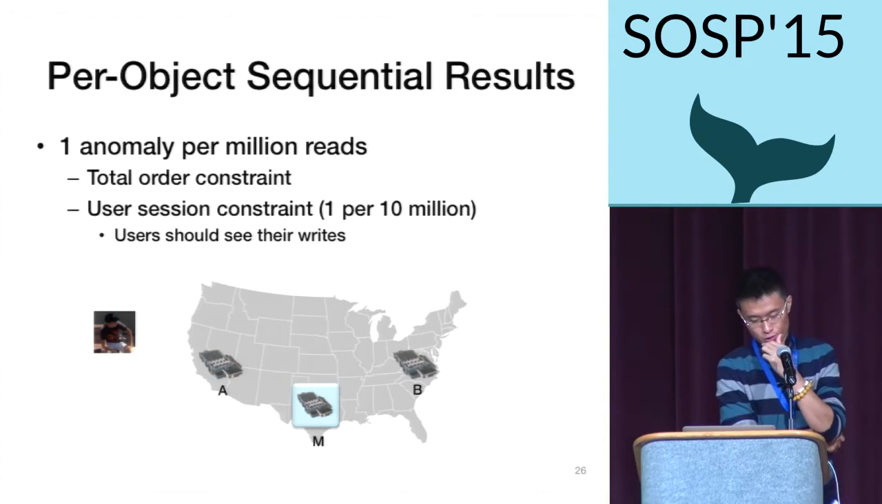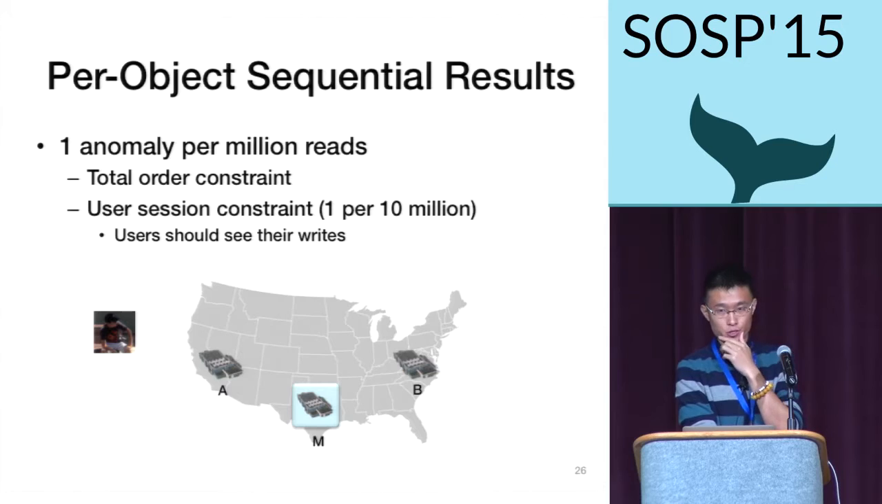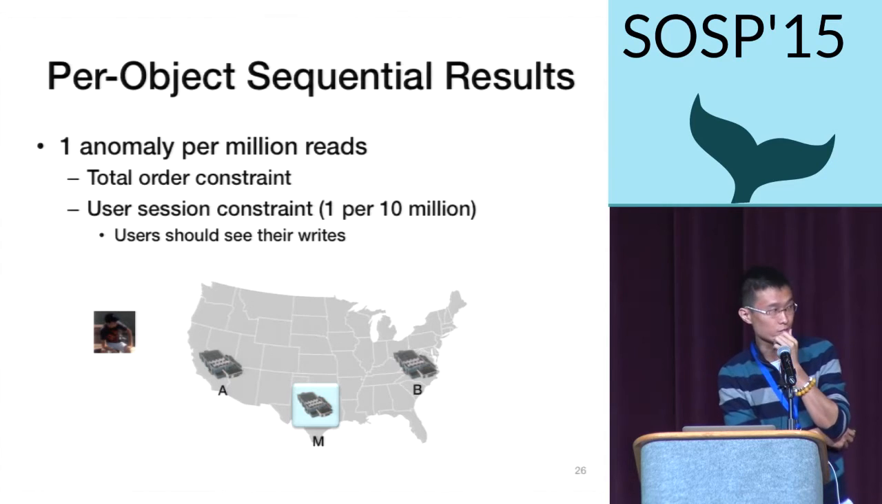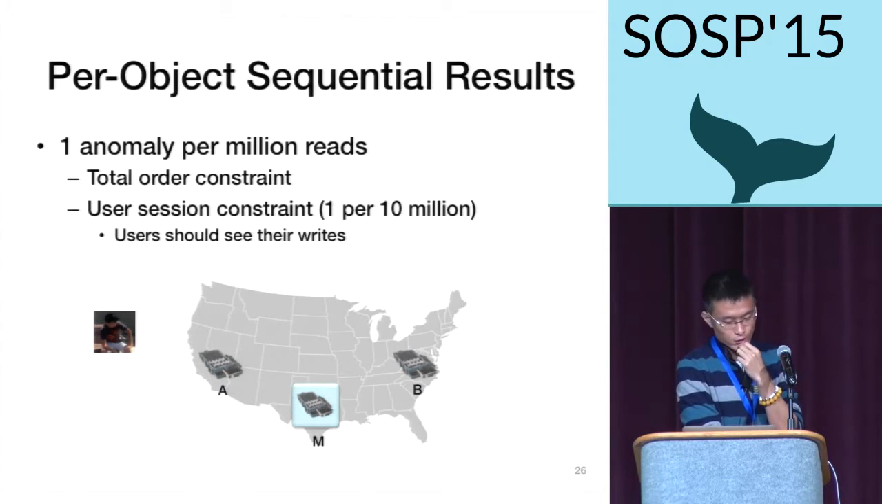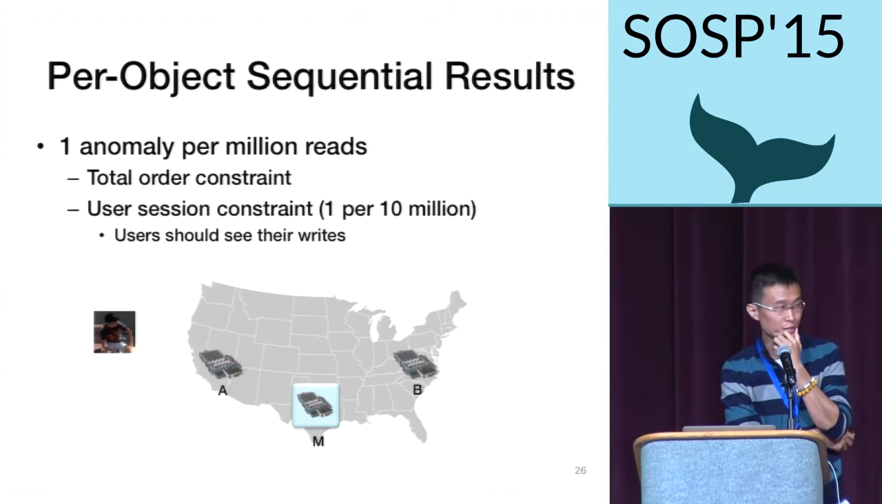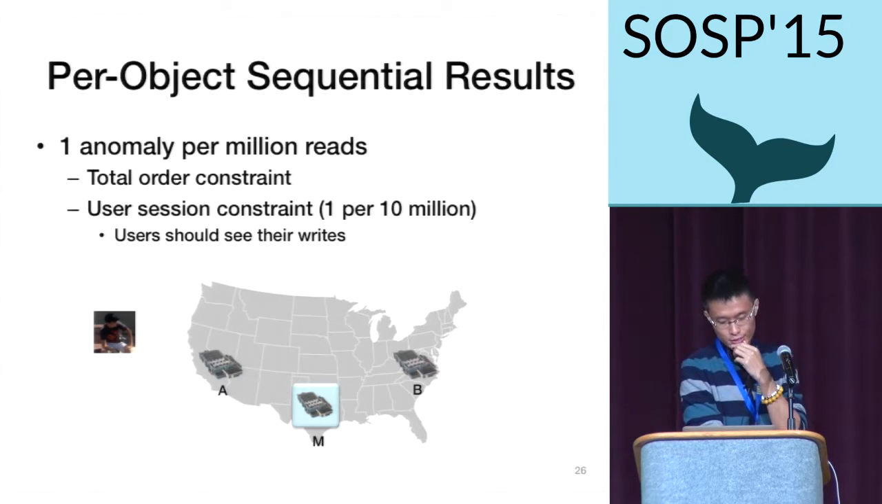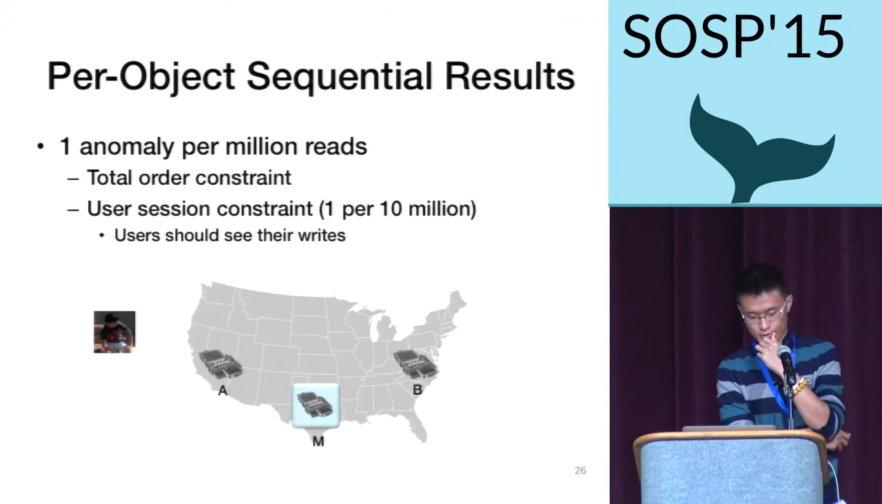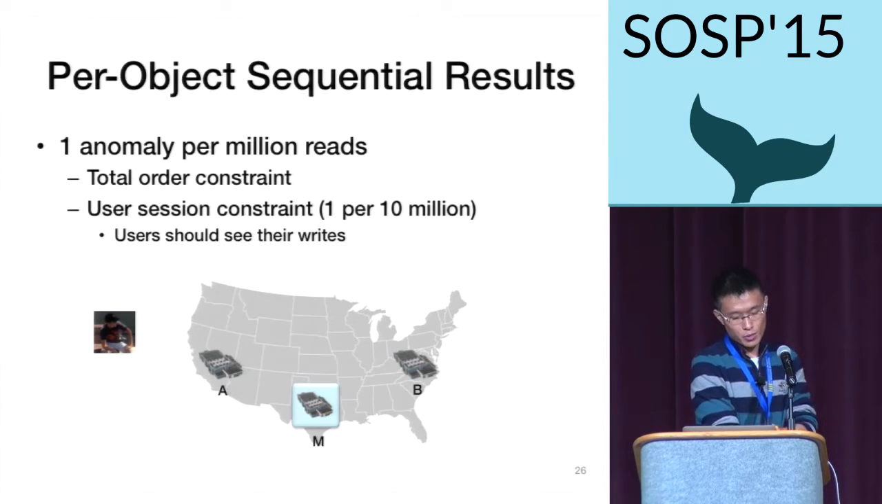Now I'm going to show some results for per-object sequential. Per-object sequential has 2 constraints, total order constraint and user session constraint. The total order constraint is similar to the total order constraint for linearizability. And the user session constraint means a user should be able to see her own writes. We found 1 anomaly per million reads, and 1 per 10 million reads is a user session violation.